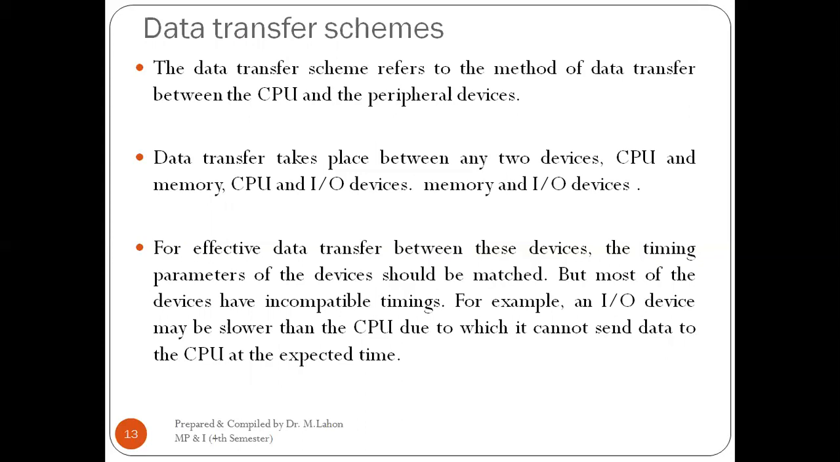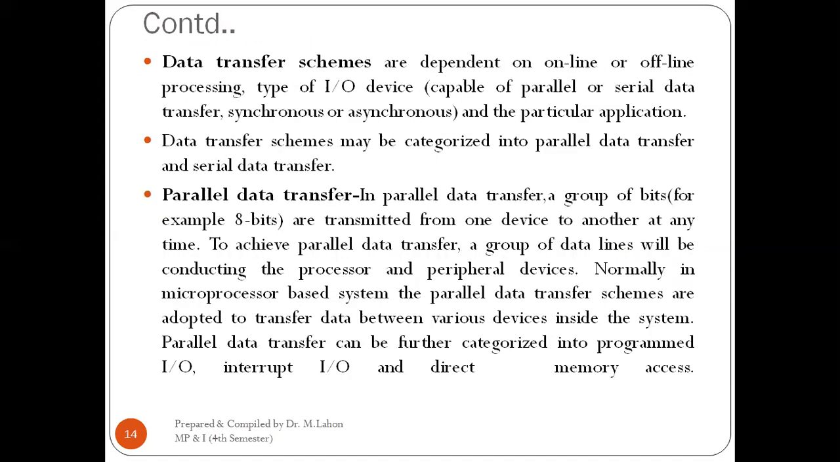Sometimes it happens that we have to keep on testing whether the microprocessor is free or not. Those types of problems have given rise to different types of data transfer schemes. We will see in the next slide. Basically there are two types of data transfers: parallel data transfer and serial data transfer. In the serial data transfer scheme, the parallel data is converted to serial data. So that is serial data transfer.